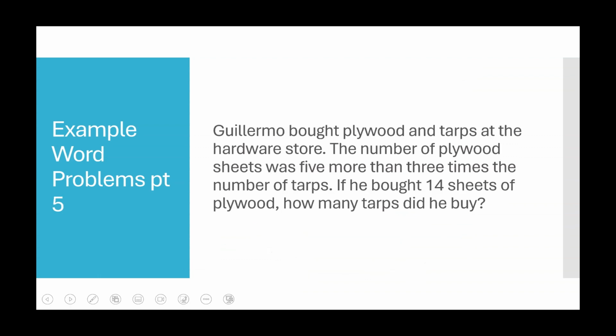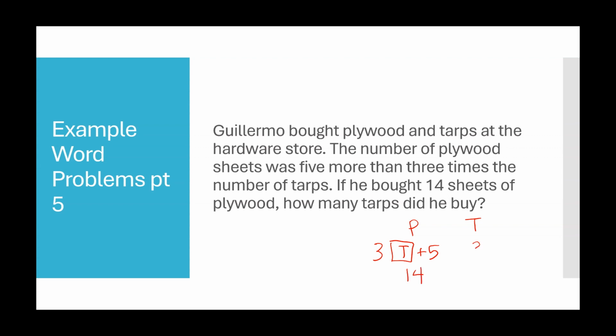All right. Guillermo bought plywood and tarps at the hardware store. Plywood, tarps. The number of plywood sheets was 5 more, I put it at the end this time, you don't have to, then 3 times the number of tarps. Why did I put a box? I could have just put a T. Anyway. And we know he bought 14 sheets of plywood.